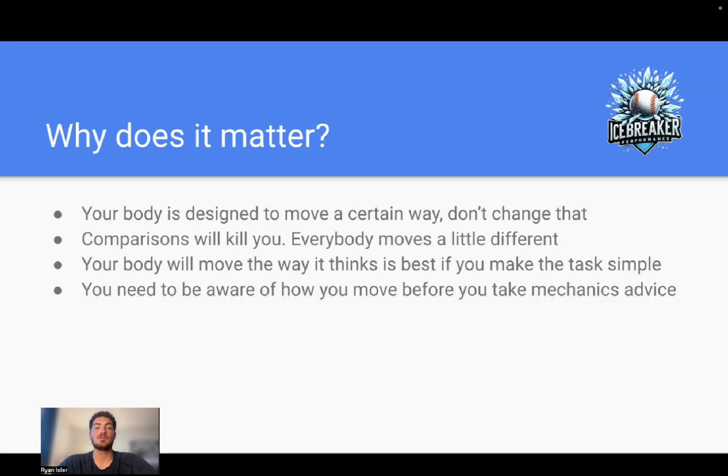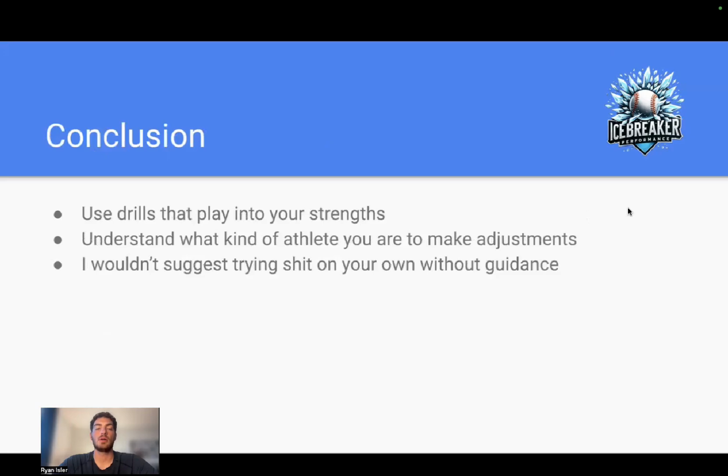And so it matters because you need to be aware of this stuff before you take mechanical advice or make any adjustments. If you just go into it blindly, a lot of times you're going to get led the wrong direction. So it's important to know these things and discuss them with any coaches you have, because if you know you move a certain way, especially if you have evidence of it in the weight room or during mobility drills or things like that, that can really affect how you're going to move on the mound and how you should move on the mound. So overall, you want to use drills that play into your strengths, right?